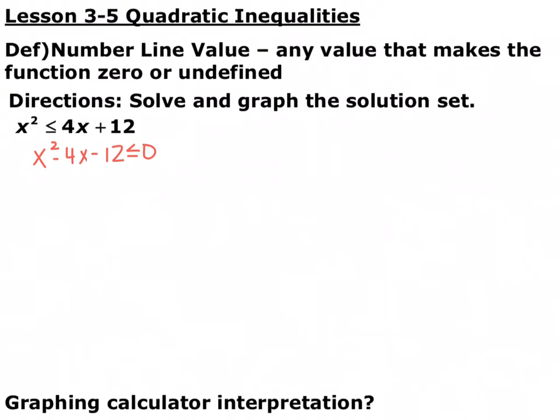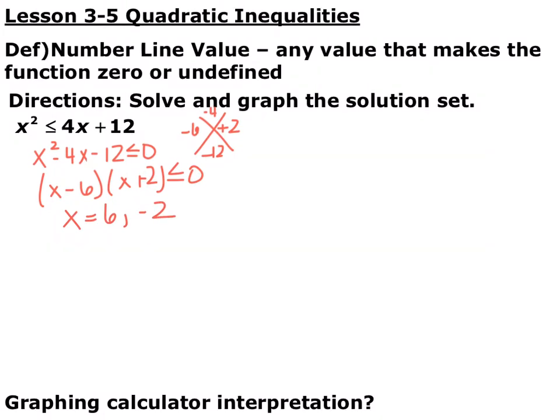I'm going to use the diamond method. They need to multiply together to be negative 12 and add up to be negative 4. So you end up with negative 6 and positive 2. Because your leading coefficient is 1, these are your magic numbers. These are your factors. So you get x minus 6 times x plus 2 is less than or equal to 0. If we use our zero product property, the numbers that make this 0 are x equals positive 6 and x equals negative 2. These are the numbers that we're going to put on our number line.